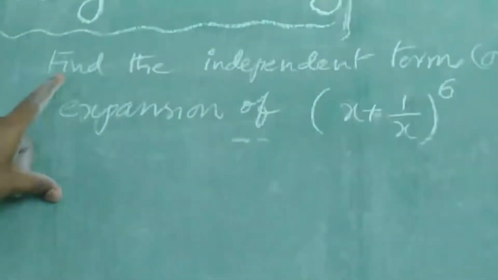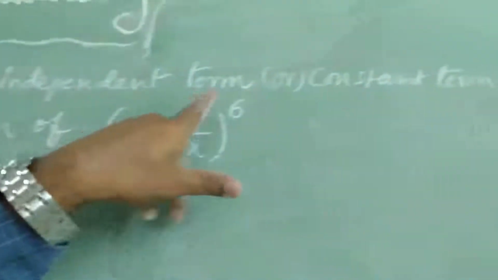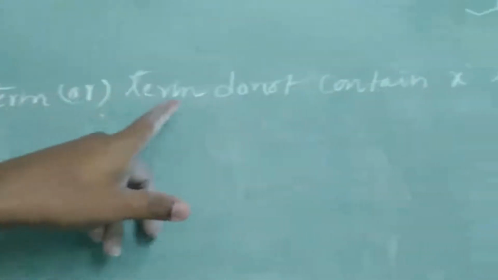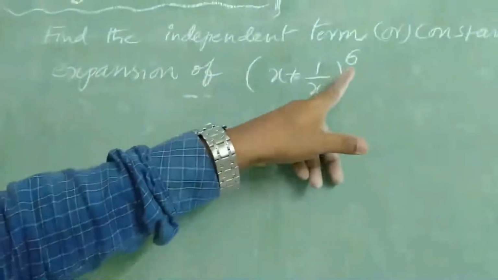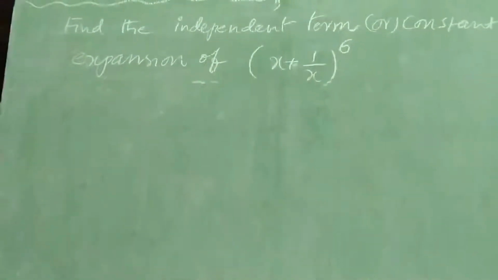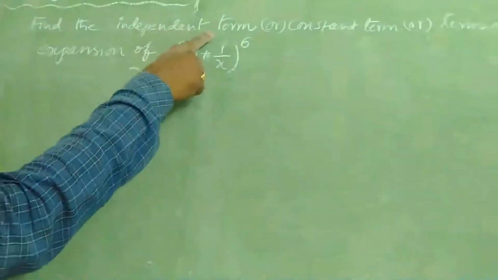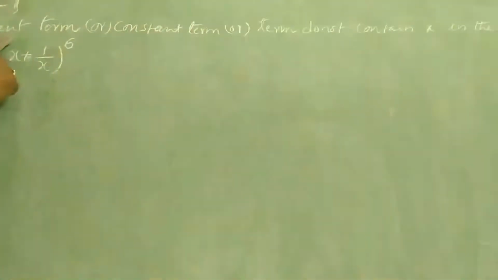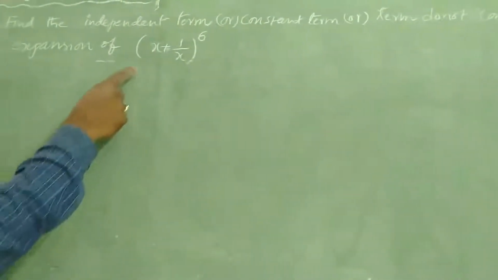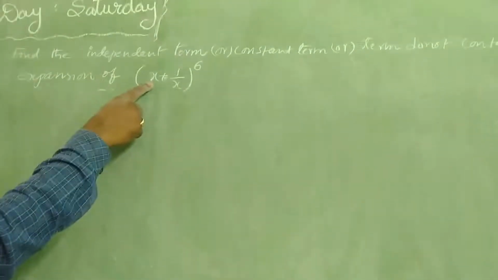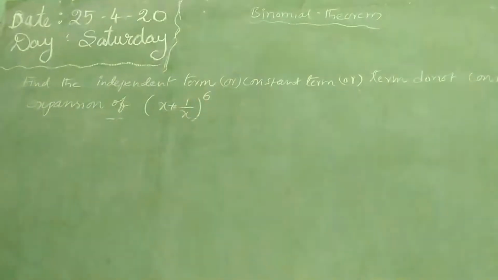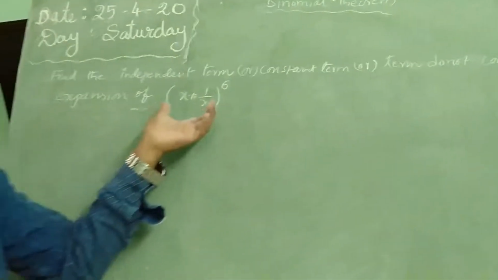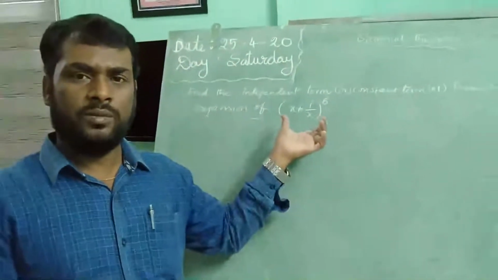So I am going to start by taking a small example. Find the independent term, or constant term, or term that does not contain x, in the expansion of (x + 1/x) whole to the power of 6. So independent term, constant term, and term not containing x are all the same. Now how to find the independent term in the expansion of (x + 1/x) whole to the power of 6? For finding the independent term we have 3 different models.